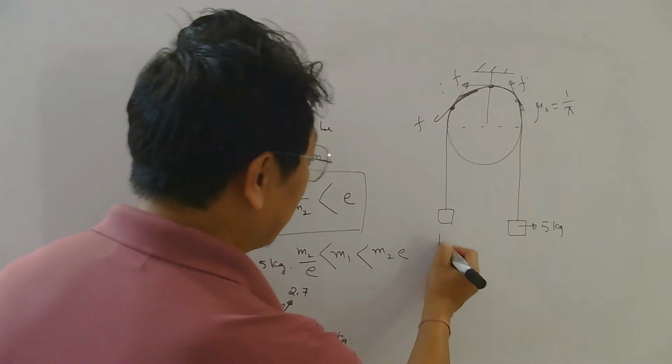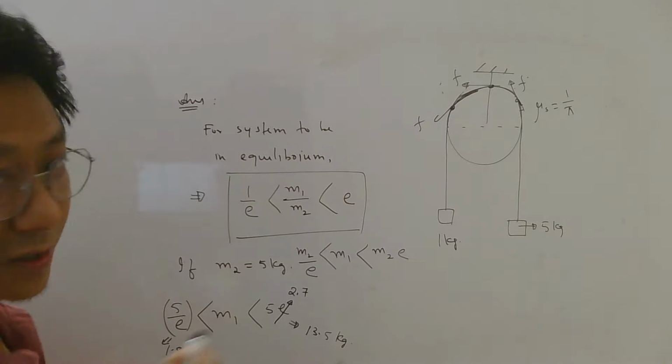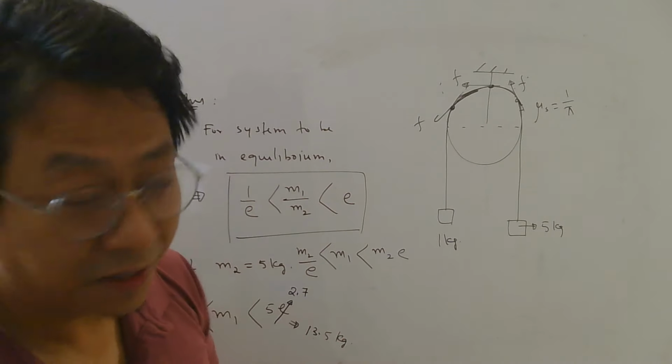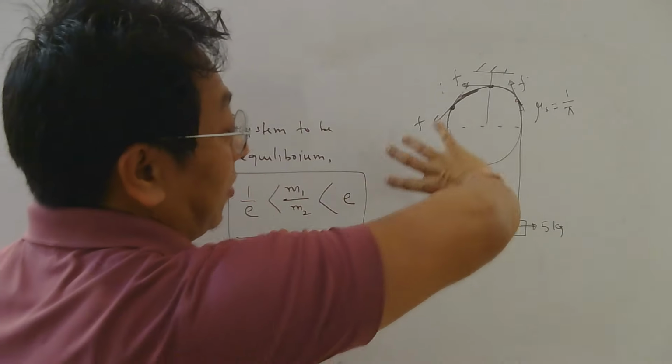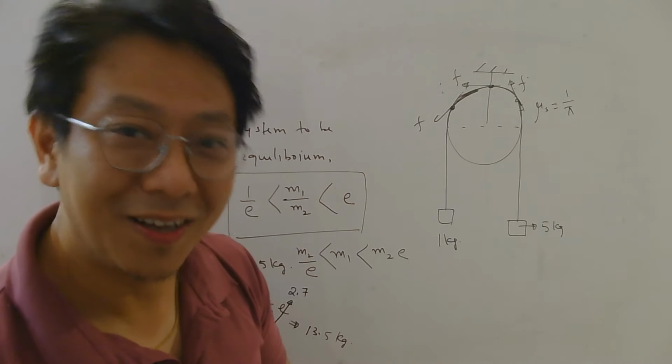Now what if this is 1 kg? Will the system be at rest? No, because this 1 kg is outside this range. So our system will 100% accelerate. Now how will it accelerate? This way. And you can again try to find the acceleration.